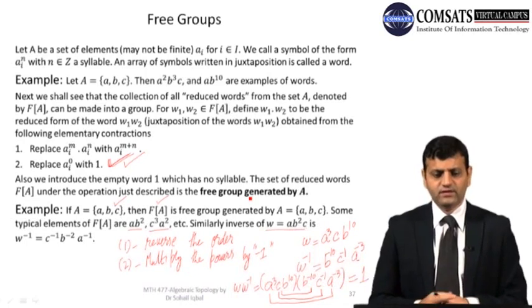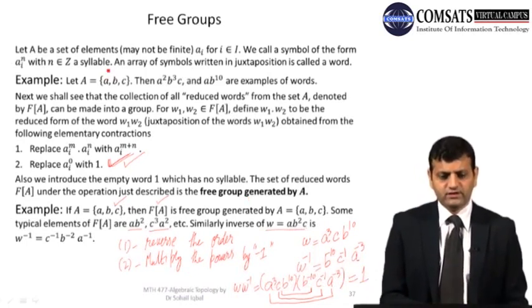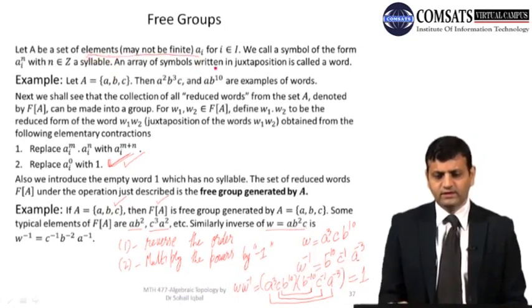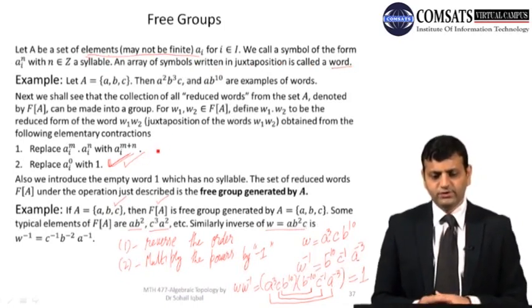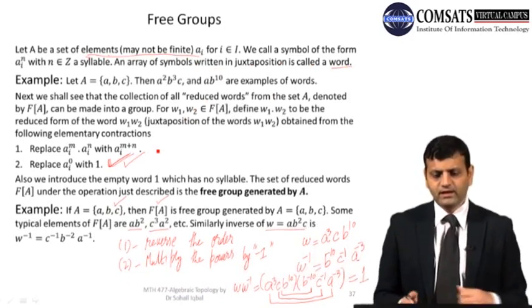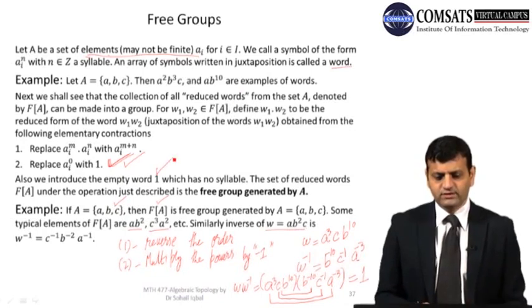So basically we have seen that if I have a collection of alphabets or collection of elements a_i, then I can define syllable and then words, and then I can define what are reduced words, and then I can take the collection of reduced words and define a binary operation on that set of reduced words. And that binary operation with this empty word 1 forms a group. And how to calculate the inverse in that group? We have seen an example. So under these two rules we can calculate the inverses of elements of the group generated by A.